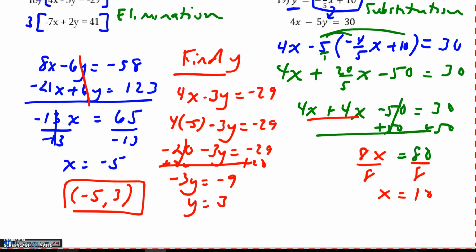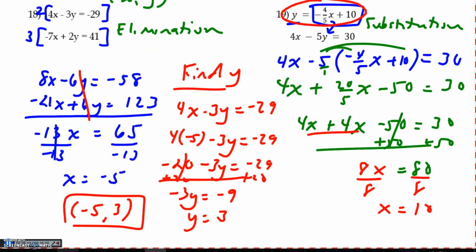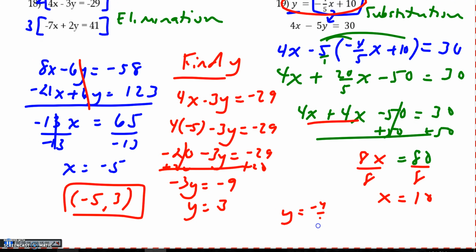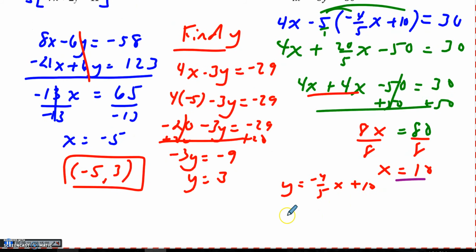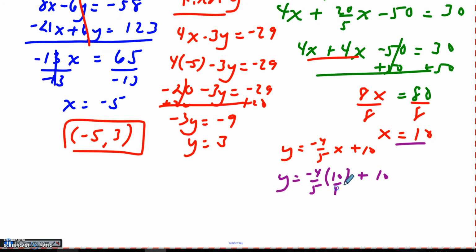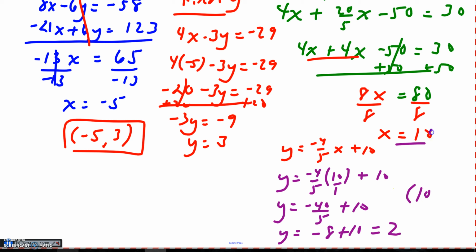If I would like to find y, I'm going to plug it back into this one. Y equals negative 4/5 x plus 10. So if I plug this 10 in for x, negative 4/5 times 10 plus another 10. This is really 10 over 1. So I have negative 40 over 5 plus 10. Negative 40 divided by 5 is negative 8 plus 10, which is 2. So my answer as a point would be 10, 2. And again, feel free to check that if you want to make sure it's right.